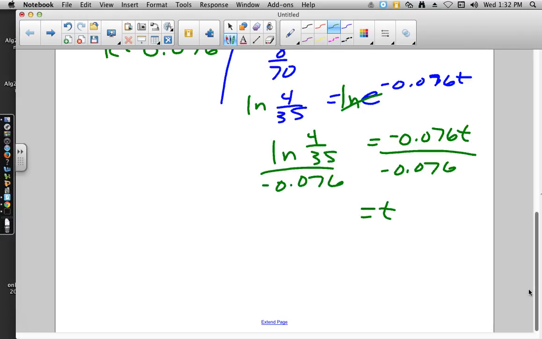And again, when I punched it in, I did use the extended version, 0.076357561. And this came out to 28.407 minutes for it to cool.